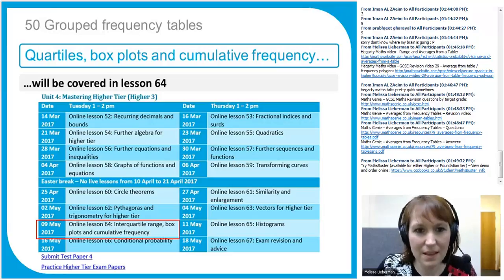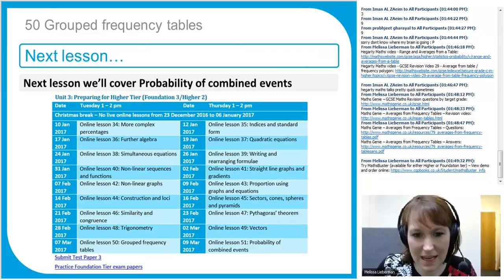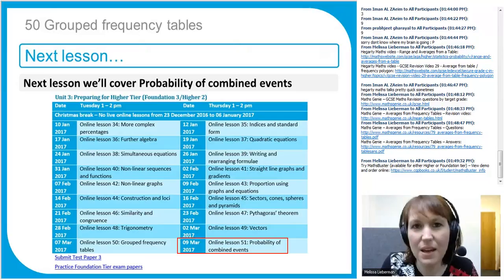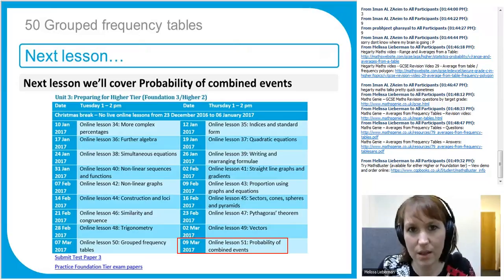And next lesson, this will be the last lesson in study unit 3. So once you've completed that last lesson, you can try test paper 3. Those of you doing foundation tier can stop there, and those of you doing higher tier will then move on to study unit 4.